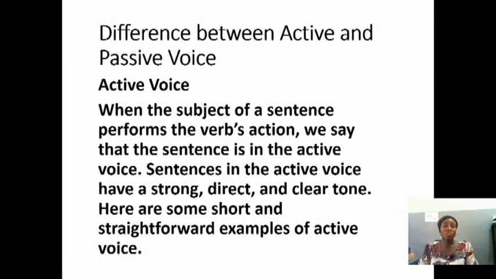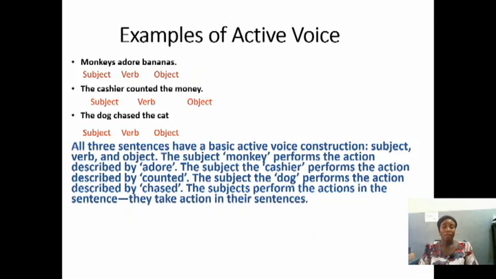Now, what is the difference between the active and the passive voice? When the subject of a sentence performs the verb's action, we can say this sentence is in the active voice. Sentences in the active voice have a strong, direct, and clear tone. We're going to look at short and straightforward examples of active voice. The examples we have here are, number 1, monkeys adore bananas.